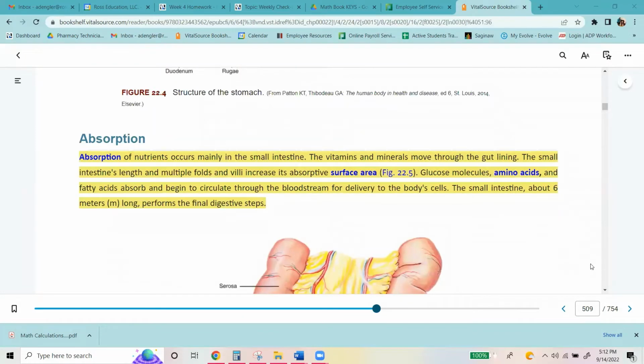Absorption of nutrients occurs mainly in the small intestine. The vitamins and minerals move through the gut lining. The small intestine's length and multiple folds and villi increase its absorption surface area. Glucose molecules, amino acids, and fatty acids absorb and begin to circulate through the bloodstream for delivery to the body's cells. The small intestine, about 6 meters long, performs the final digestive steps.